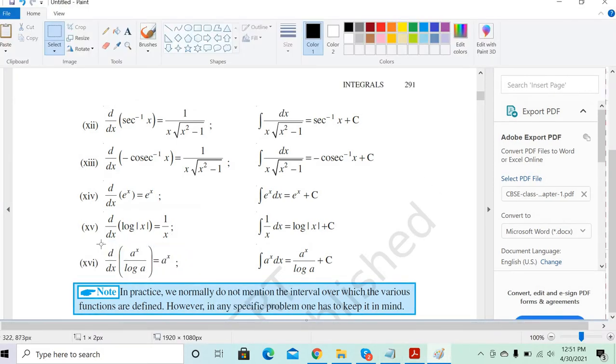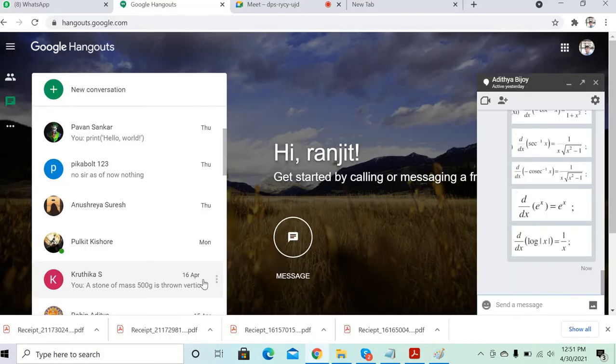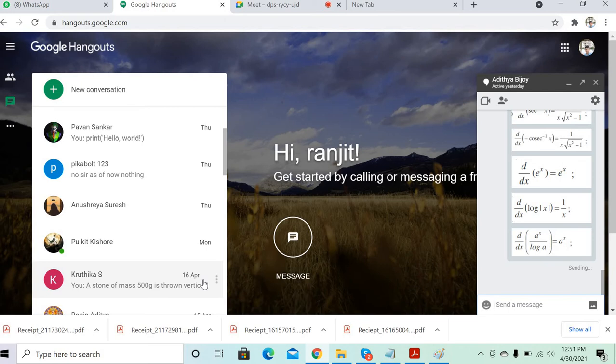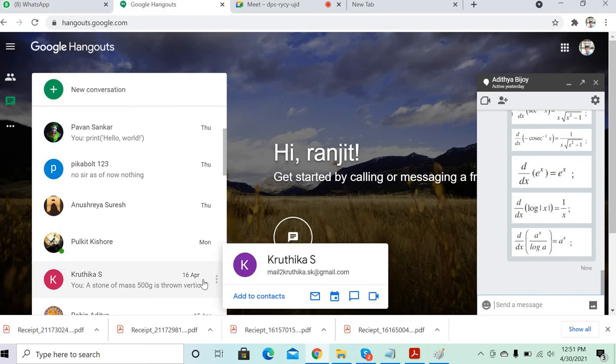The next one is again an important part. These are only small differentiations; people tend to forget this part. Differentiation of a power x by log a. When you do the differentiation of a power x, it becomes a power x log a. But here log a is anyway constant. So log a cancels and you get a power x only.